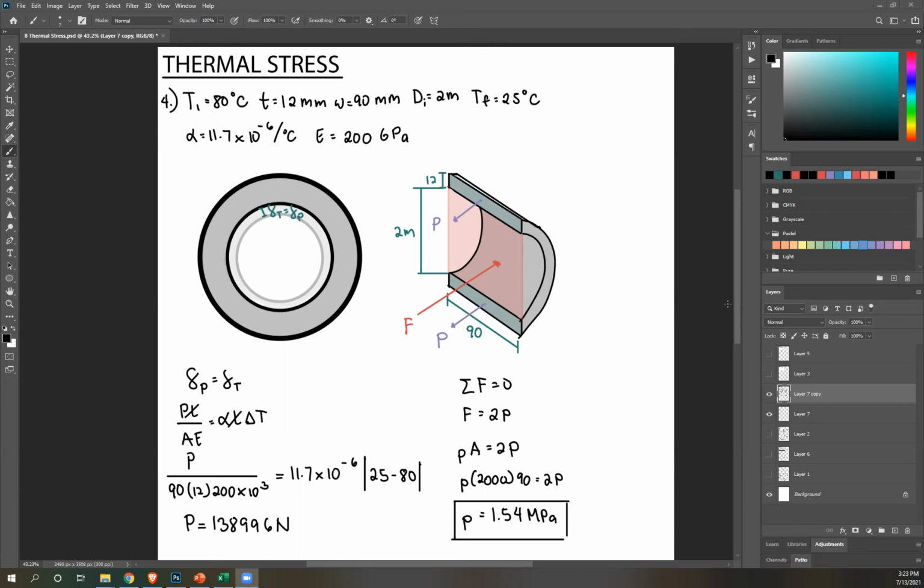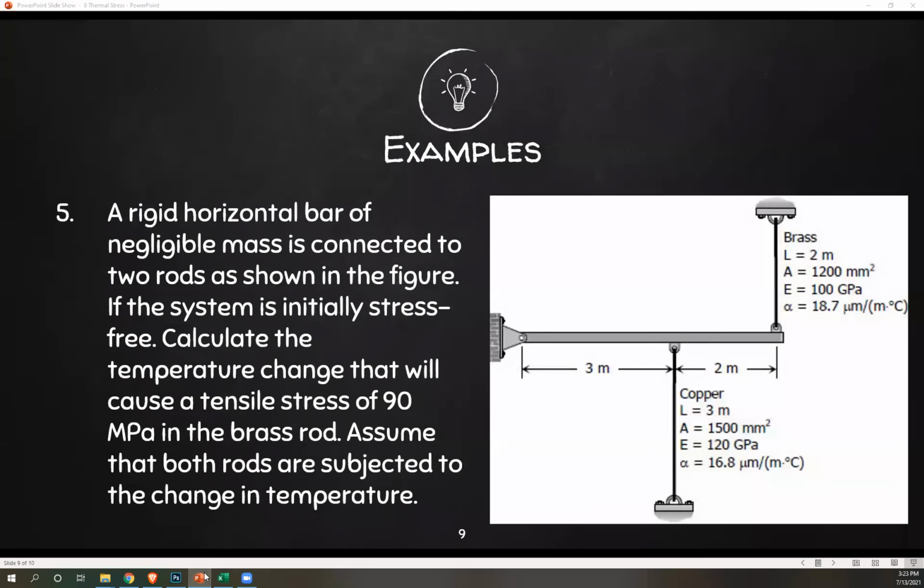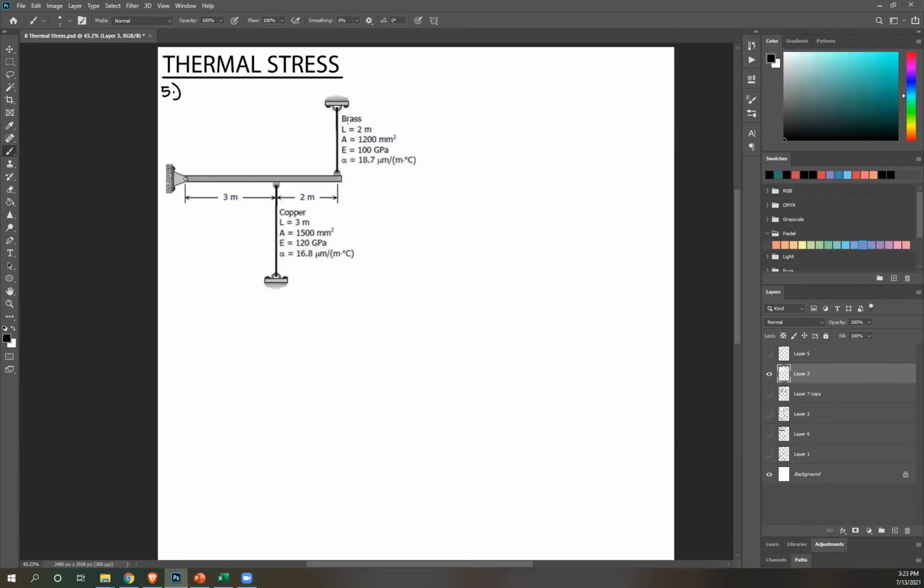Okay, great. Since you don't have any questions, let's move on to number 5. A rigid horizontal bar of negligible mass is connected to 2 rods as shown in the figure. If the system is initially stress-free, calculate the temperature change that will cause a tensile stress of 90 MPa in the brass rod. Assume that both rods are subjected to the change in temperature. So again, to analyze, we want to know what change in temperature will cause a tensile stress of 90 MPa here.